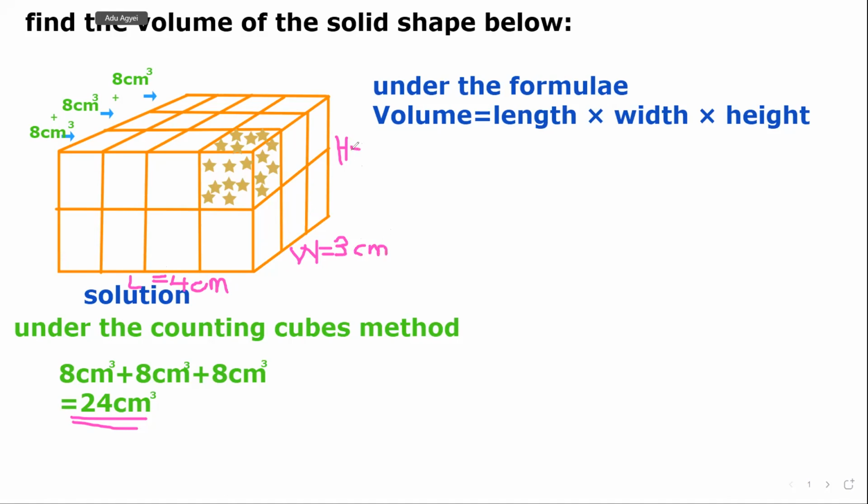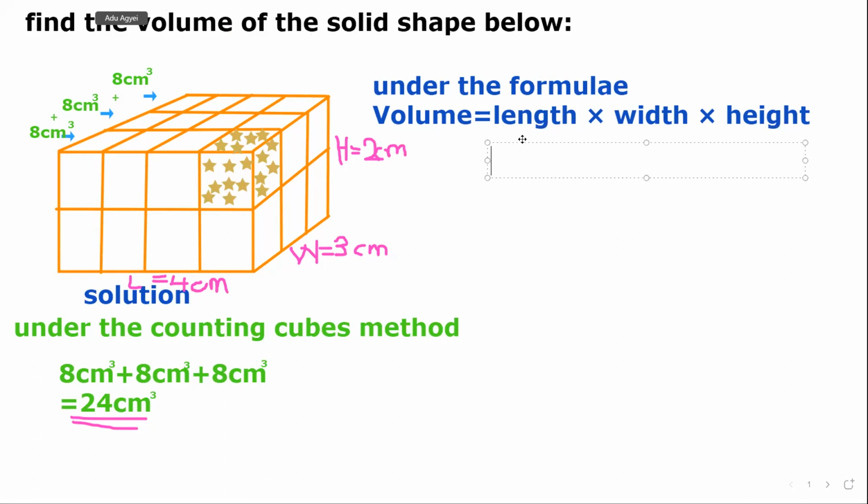Now let's go with the height. Looking at the height here, this line here is the height, and it has been divided into 1, 2. Okay, good. So the height is 2 centimeters. Now, once we are able to identify the size of the length, the size of the width, and the size of the height, then we can substitute into the formula, and let's do it here.